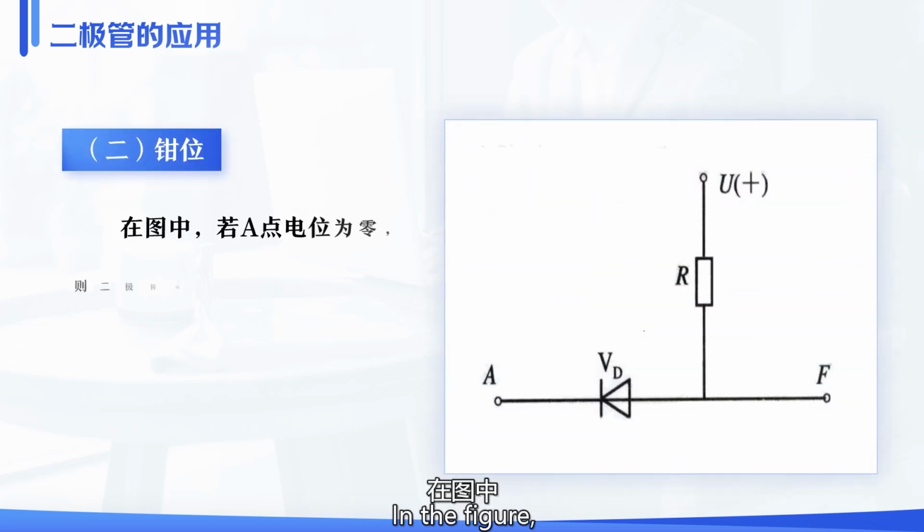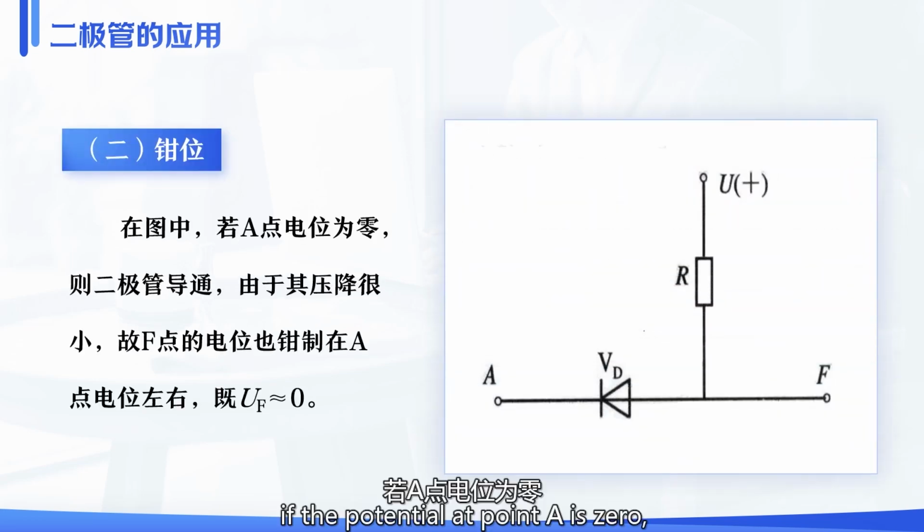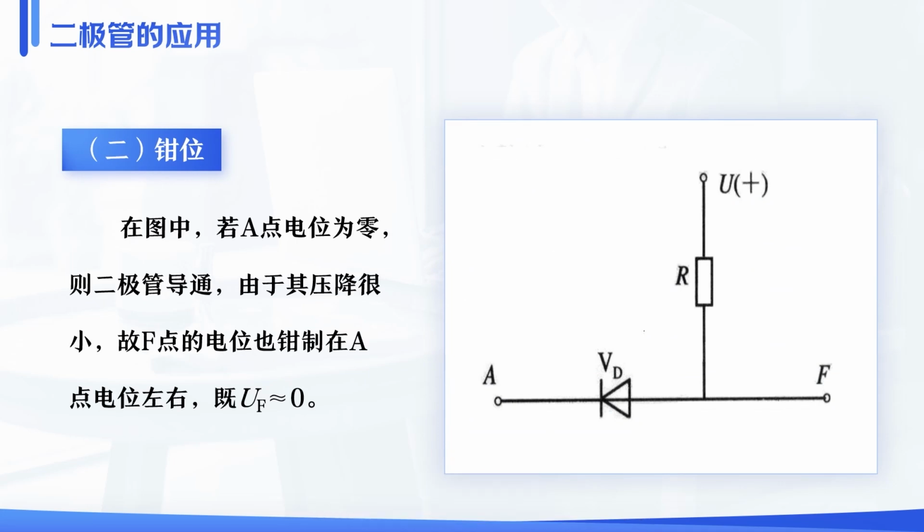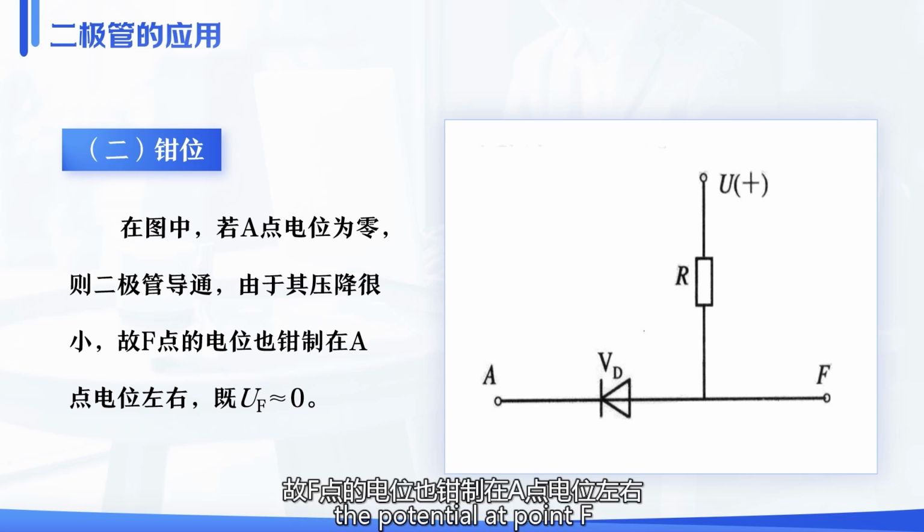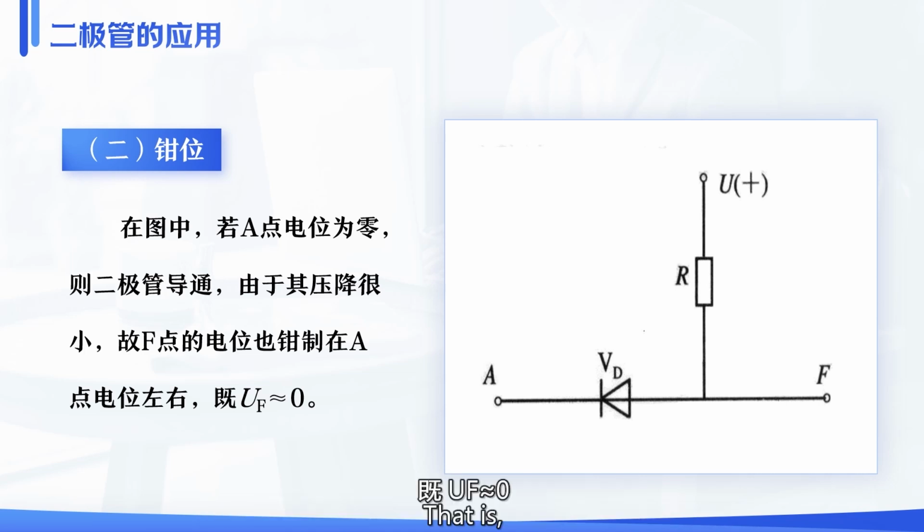Clamping. In the figure, if the potential at point A is 0, then the diode conducts. Due to its small voltage drop, the potential at point F is also clamped around the potential at point A. That is, UF is approximately equal to 0.